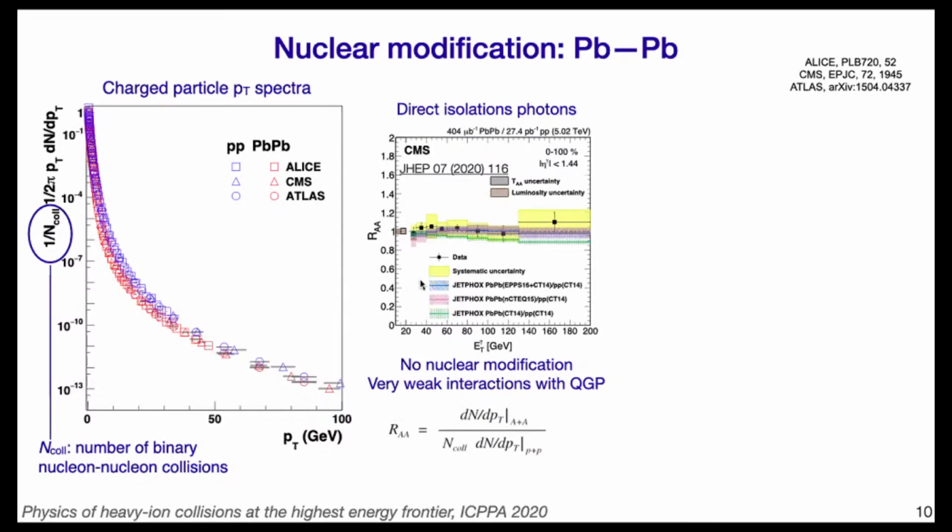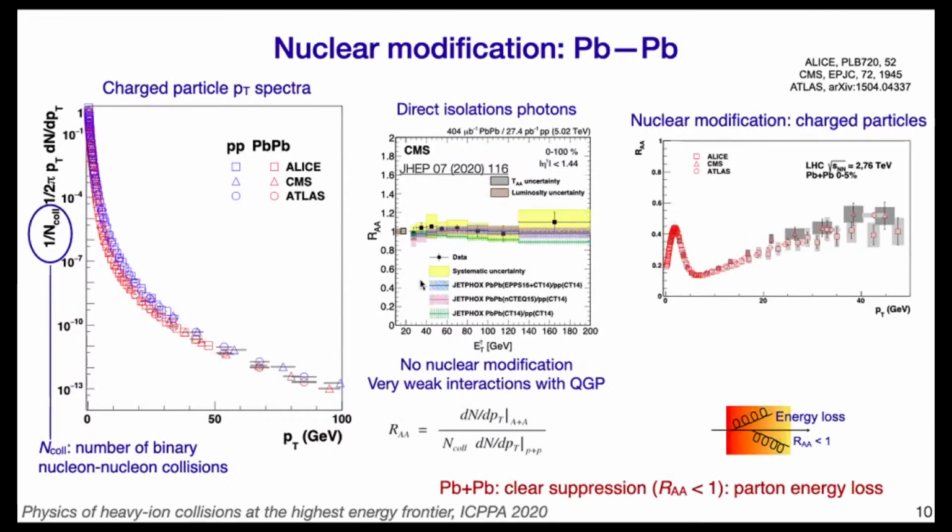However, if you look at the plot on the left, you see that for charged particles, there is a change between proton-proton and lead-lead. And we normally plot this nuclear modification factor, which you now see on the right. And you see that the ratio is much below 1, which is a sign of energy loss. There's a shift of the spectrum to the left. And if you take the ratio, it's a shift down. It's a nuclear modification factor below 1.